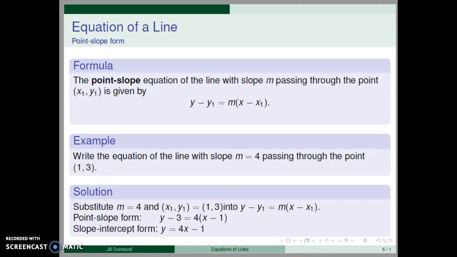If we desire the slope-intercept form of this line, we must distribute the 4 and then add 3 to both sides to solve for y, giving y equals 4x minus 1.